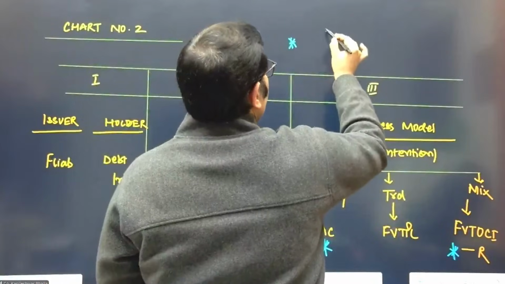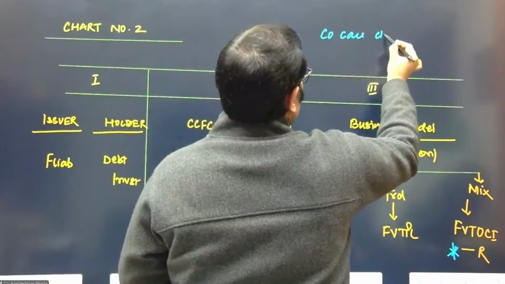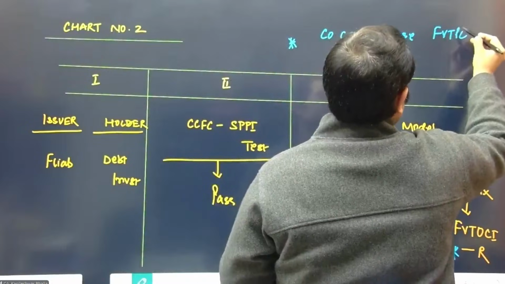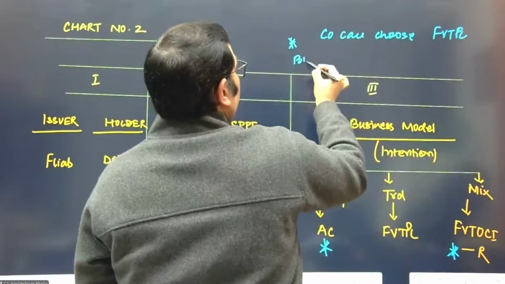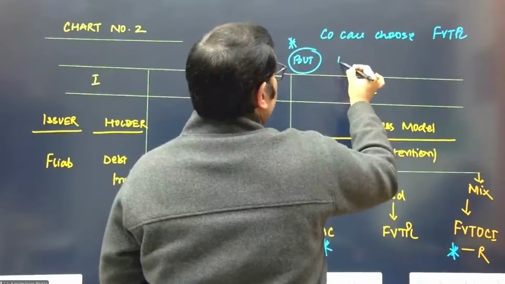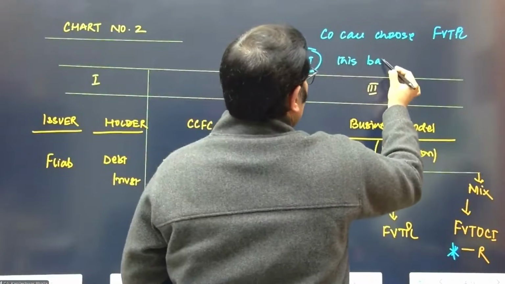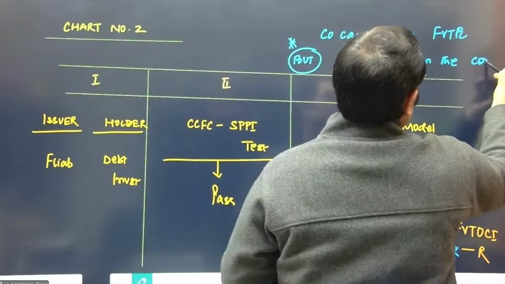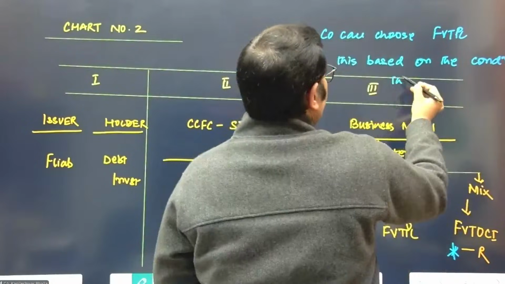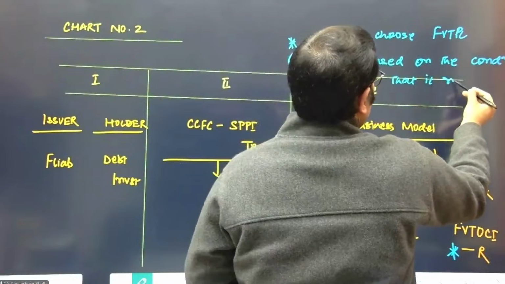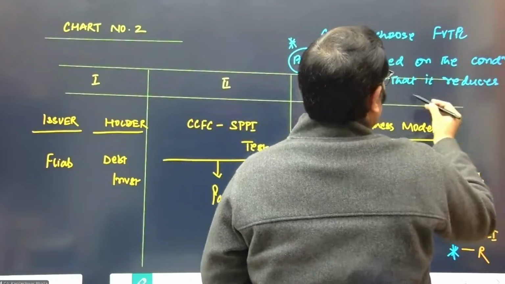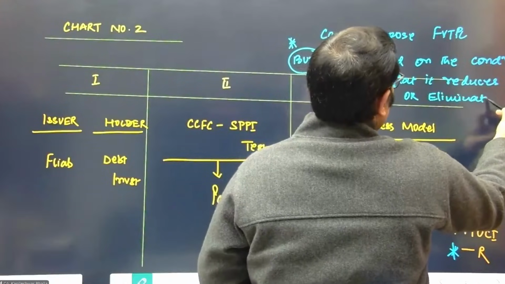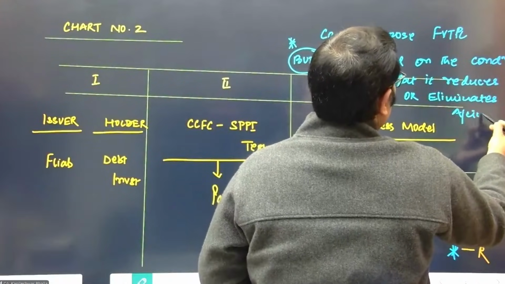So we can say that the company can choose FVTPL, but this is based on the condition that it reduces or eliminates what is called accounting mismatch.